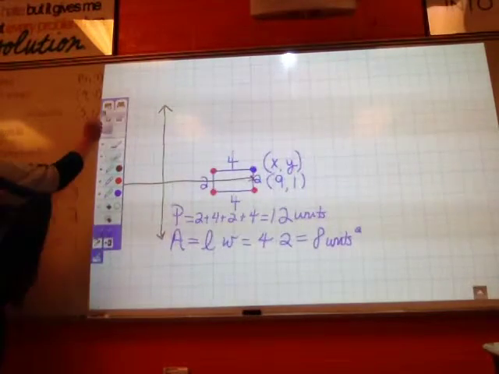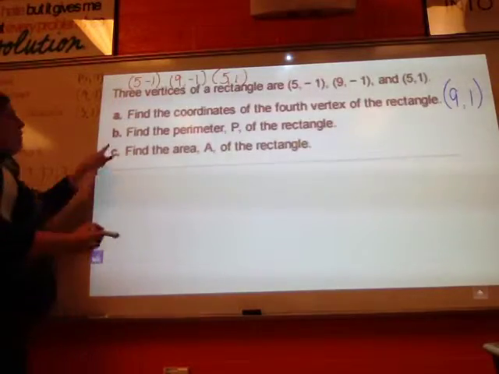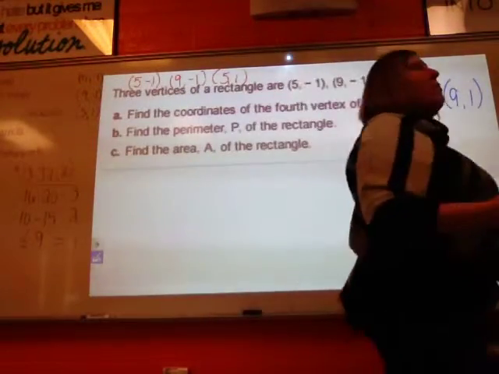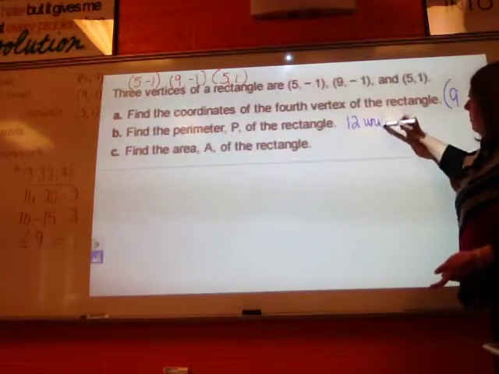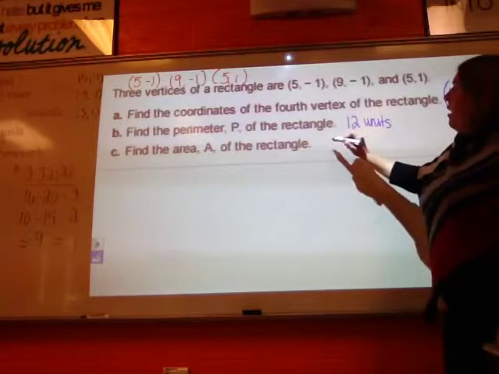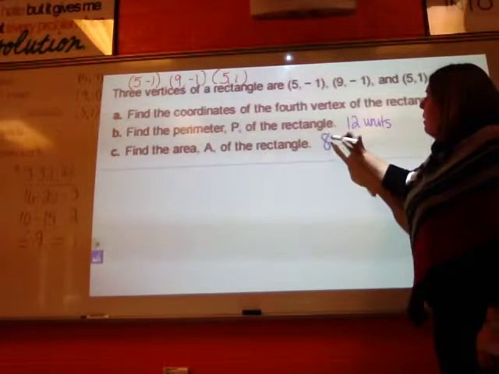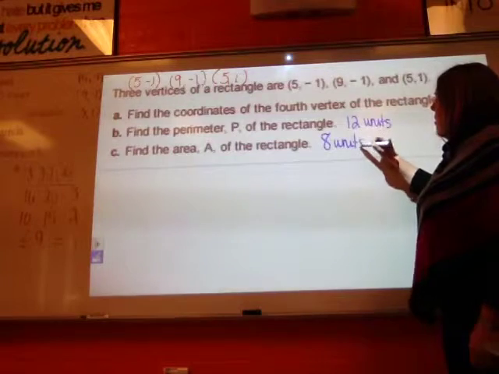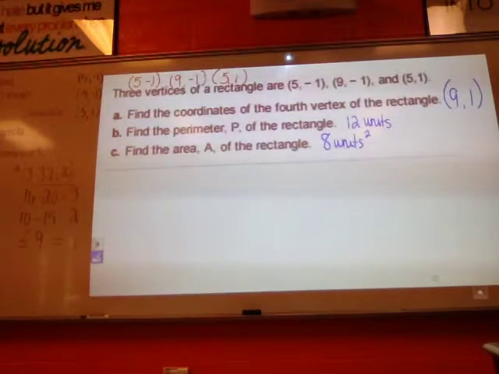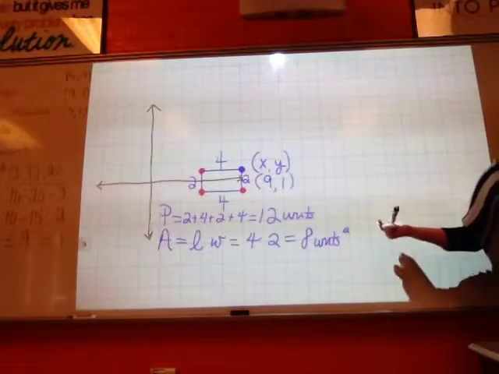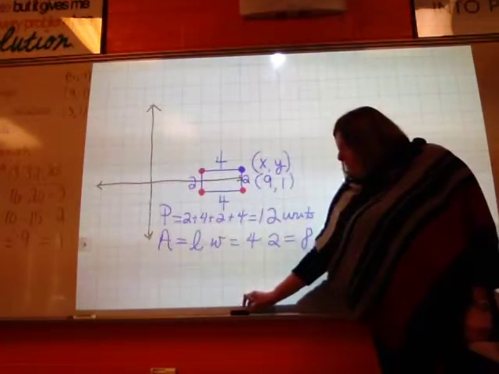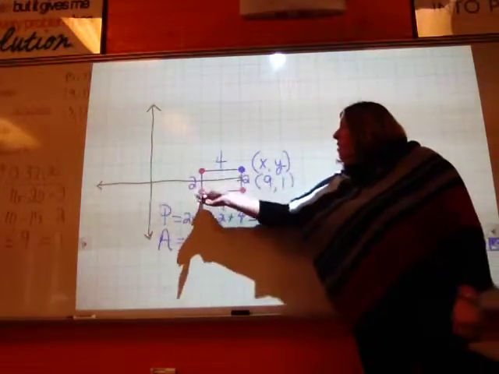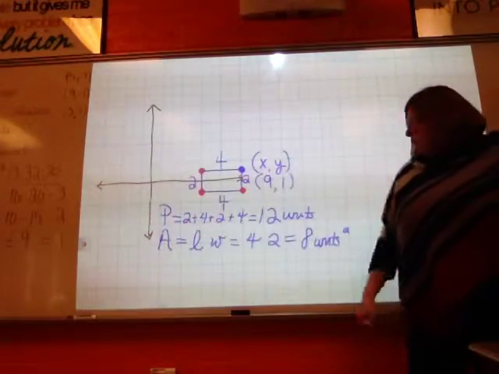So if I flip back over to my question, it says find the perimeter of the rectangle. So what did we say that was? 6 and 6 is 12, 12 units. And then we said the area was 4 times 2, which was 8 units squared. So that would be the answer to the 3 questions. And again, I simply got that by drawing a picture and filling in what I knew and then counting what I needed to know. You could find it by finding the slope between these and the slope between those, but, you know, it's all good.